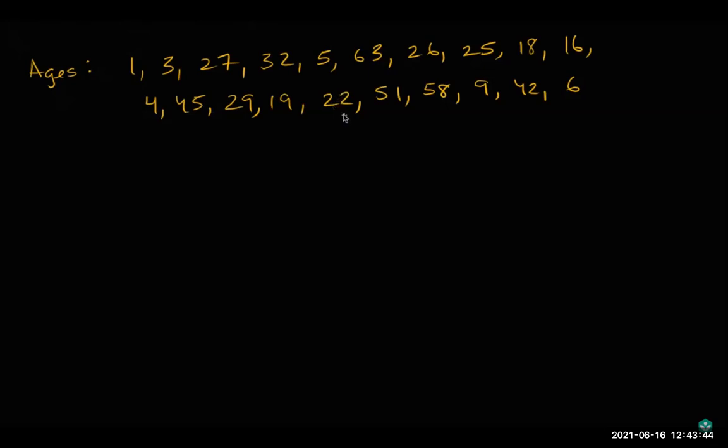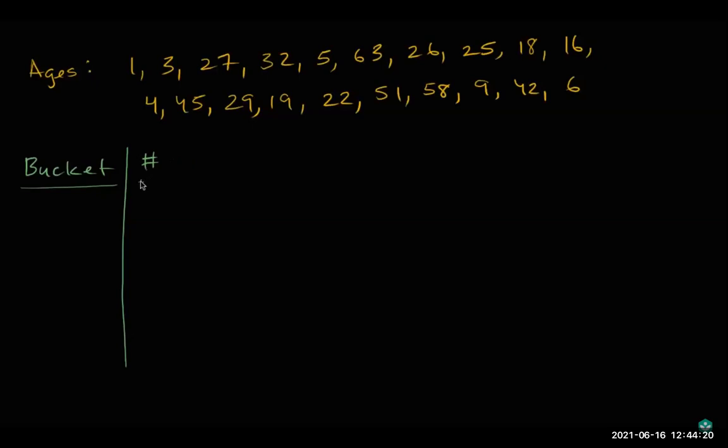Well, one way to think about it is to put these ages into different buckets and then think about how many people are in each of those buckets, or sometimes someone might say how many in each of those bins. So let's do buckets or categories. Sometimes it's called a bin, but I like to think of it more as a bucket. The bucket and then the number in the bucket.